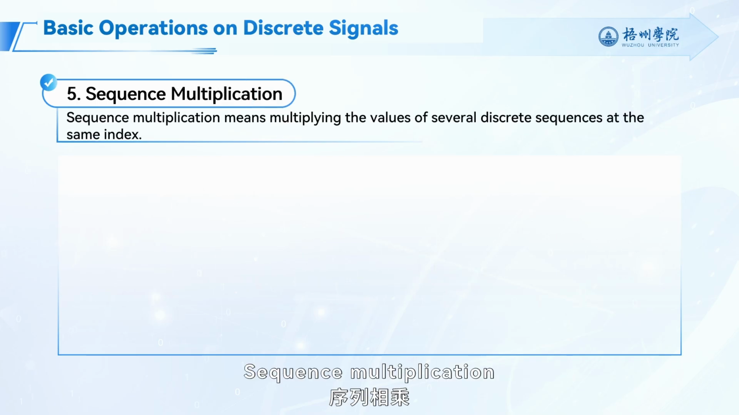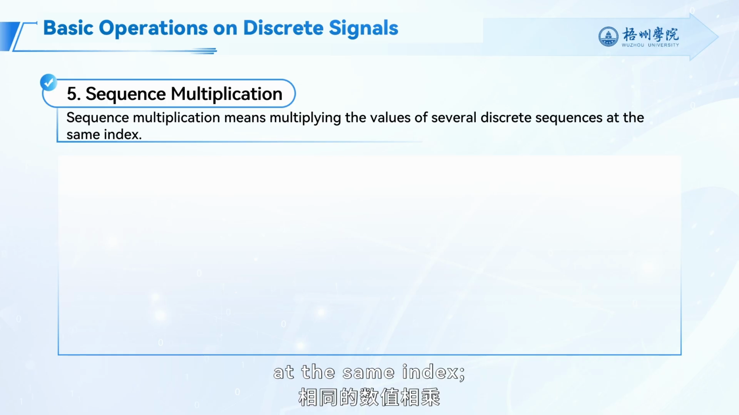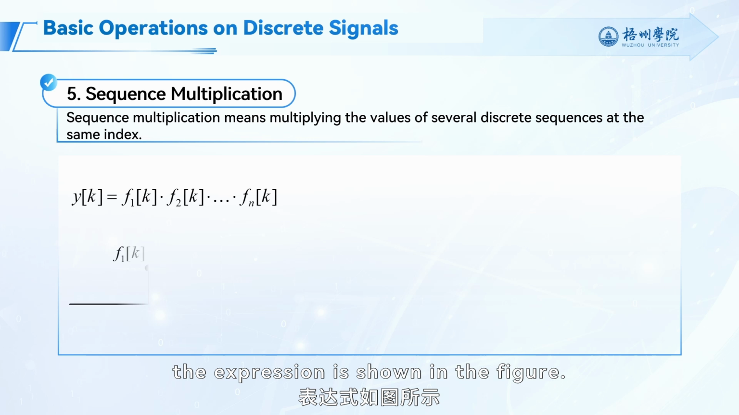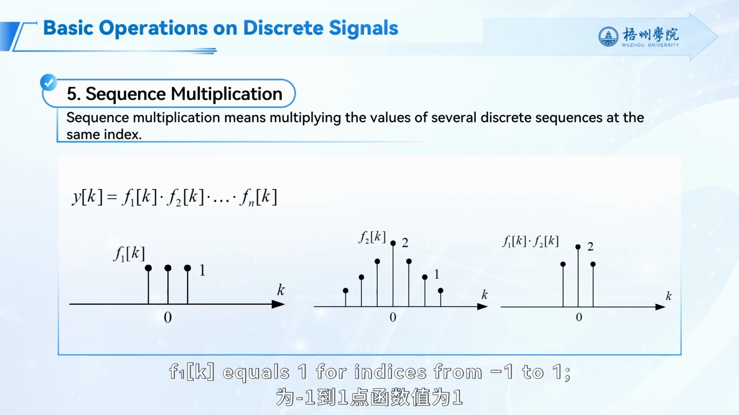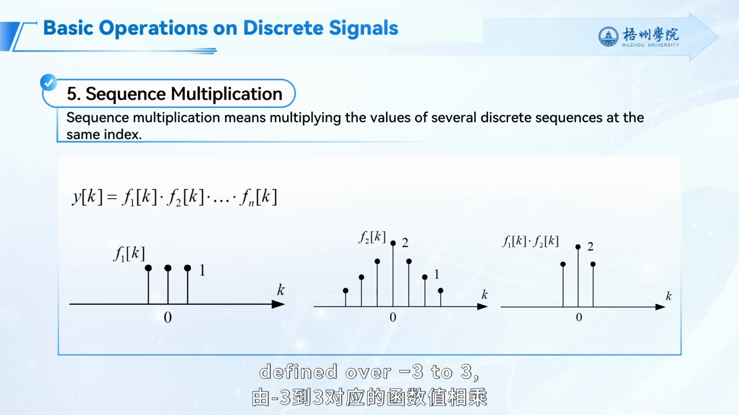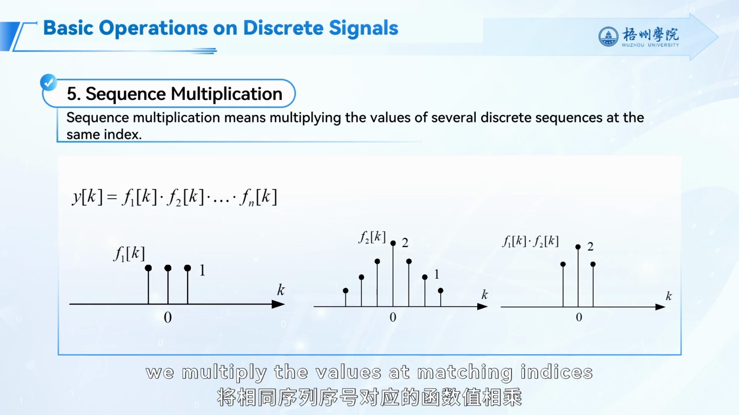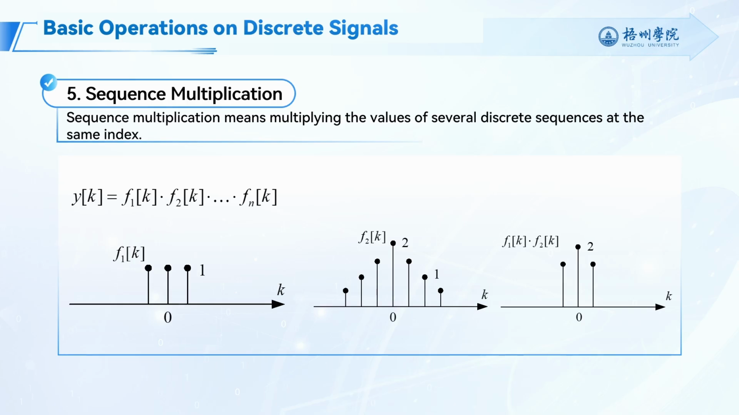Sequence multiplication means multiplying the values of several discrete sequences at the same index. The expression is shown in the figure. In the example, f1 of k equals 1 for indices from -1 to 1, multiplying it by the corresponding values of f2 of k, defined over -3 to 3. We multiply the values at matching indices and obtain the resulting sequence shown below.